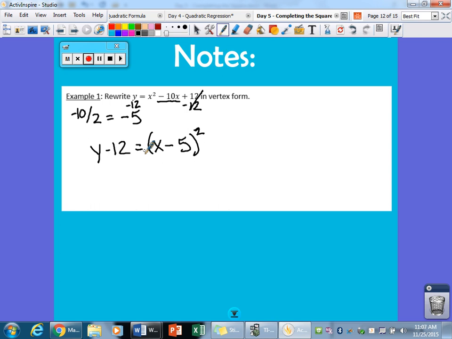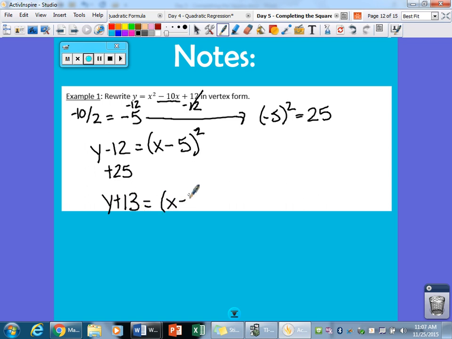But now I need to square this number I just calculated. So what is negative 5 squared? 25. So I have to add that over here, because I'm going to have 25 over here when I multiply it out, right? So y minus 12 plus 25, that's y plus 13. And then I have x minus 5 quantity squared on this side. That's my final answer.